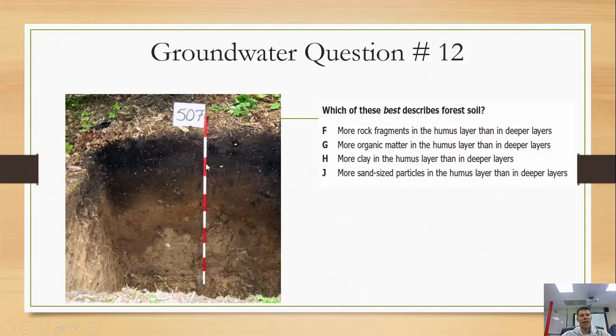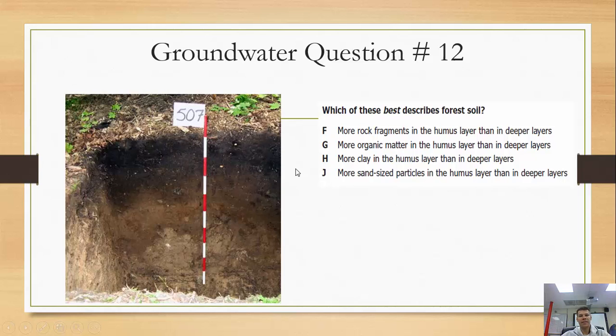In soil, we've got an organic layer right here, your topsoil, your rich fertile soil. Then you can see right here we've got our subsoil, our clay, and then the farther down you get into weathered rock, and eventually you hit bedrock. So what best describes soil? More rock fragments in the humus layer, which is the very, very top layer, than in the deeper layers?